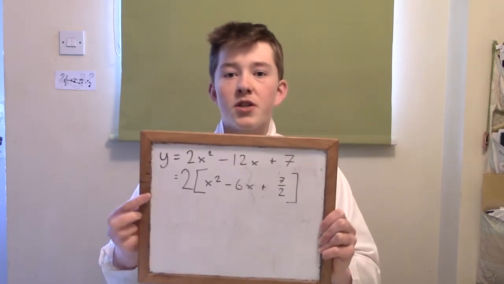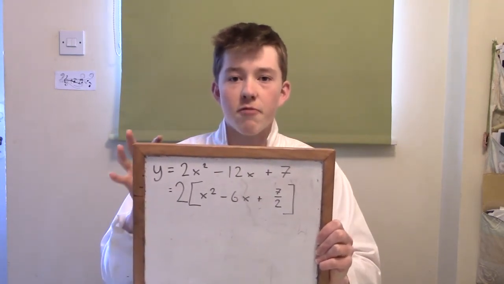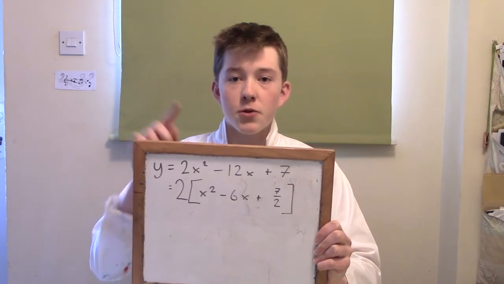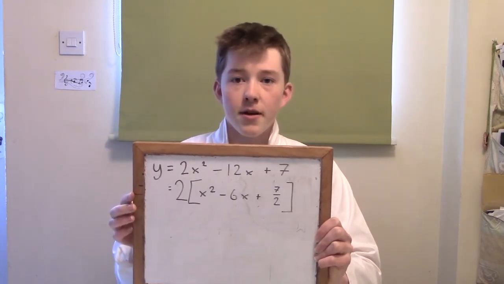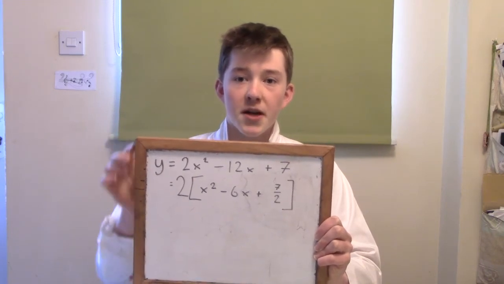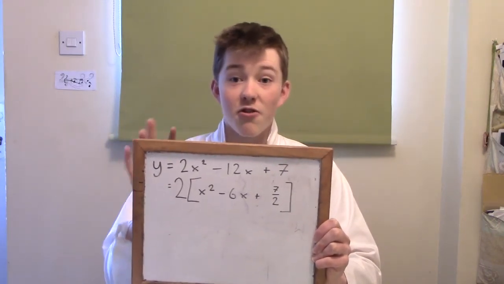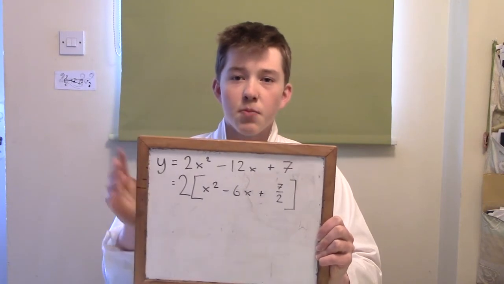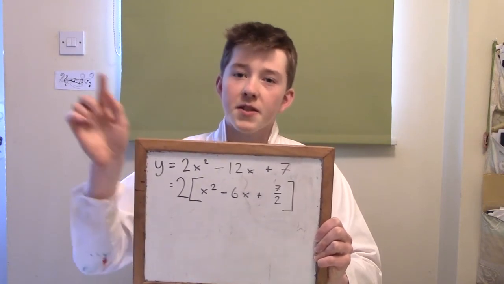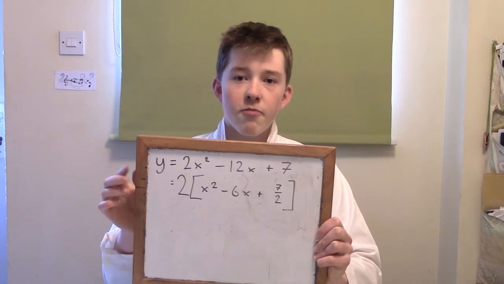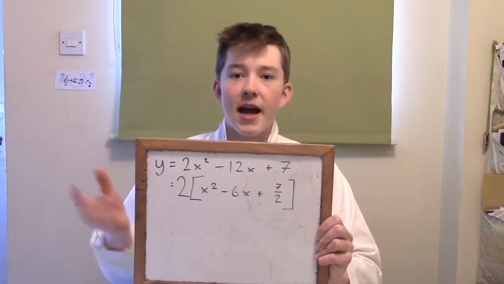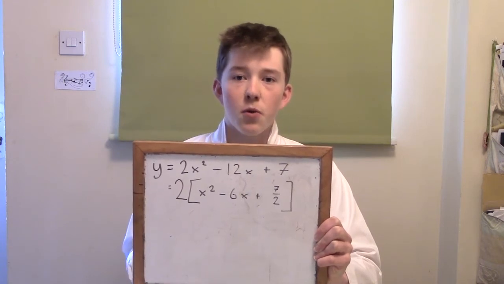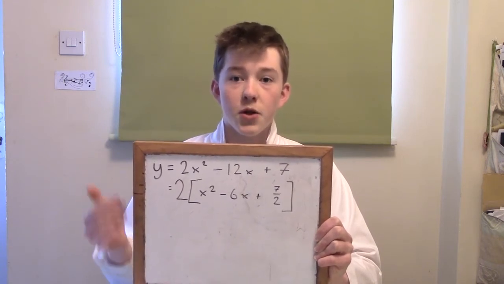This means we divide every part of the original equation by 2. So 2x squared becomes x squared inside the square bracket, minus 12x becomes minus 6x inside the square bracket, and plus 7 becomes plus 7 over 2. We write that as a fraction rather than as a decimal because it can make it easier to turn it into a whole number again later on. You'll see what I mean.